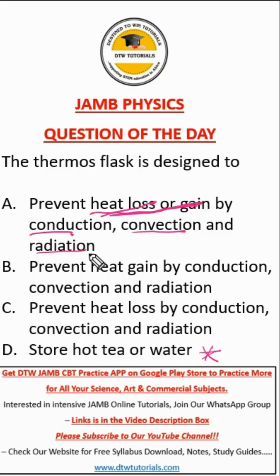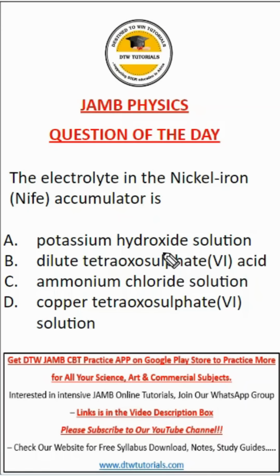For radiation, what prevents heat loss is the silver lining. For conduction, what prevents it is the insulating cork. And for convection, what prevents heat loss is what? You will get this JAMB physics question.